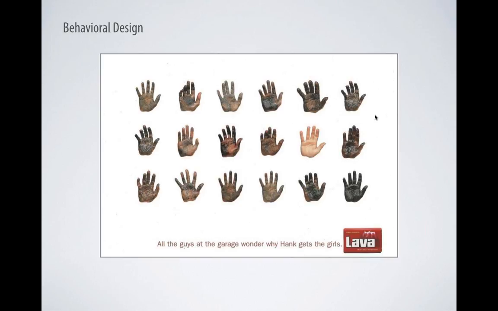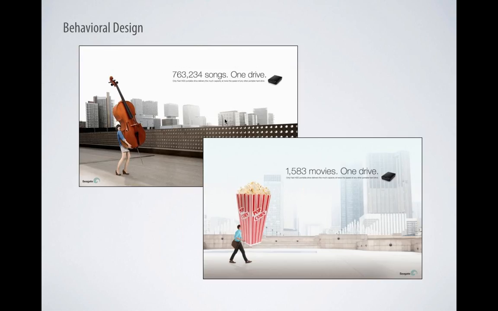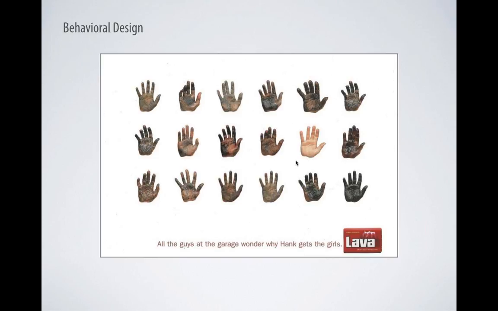Which is not to say that you can't make use of very clever imagery in the behavioral level, because you certainly can. And I think there were examples of that in the exploration as well. And this is one where you see the use of a pattern to make the one hand stand out, and so we assume that that's the person that's using this soap to degrease their hands, and then there's a little hint of a visceral level component where it says all the guys at the garage wonder why Hank gets the girl.